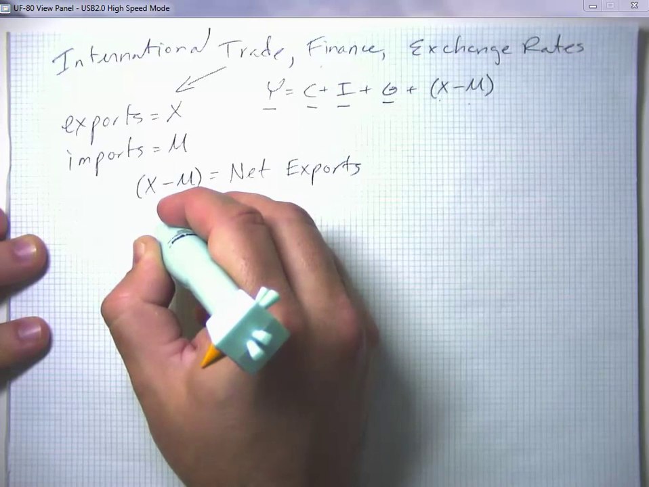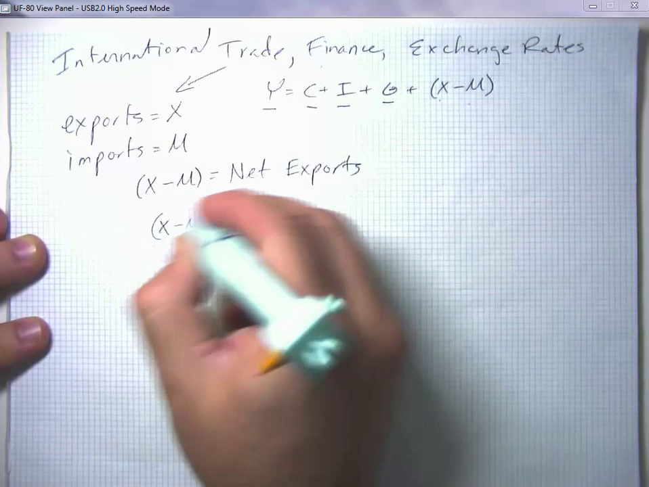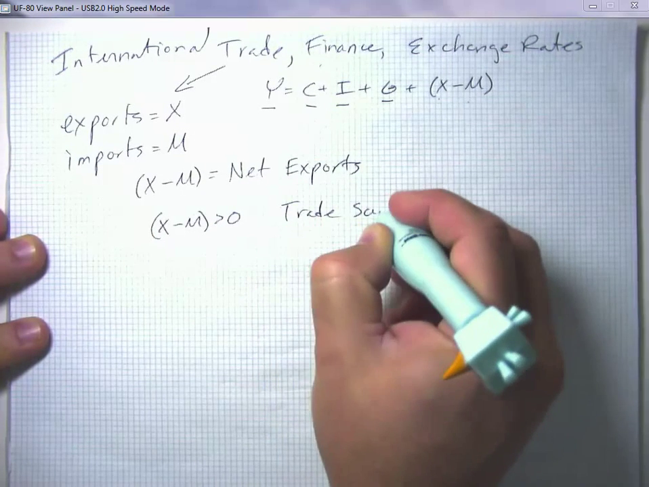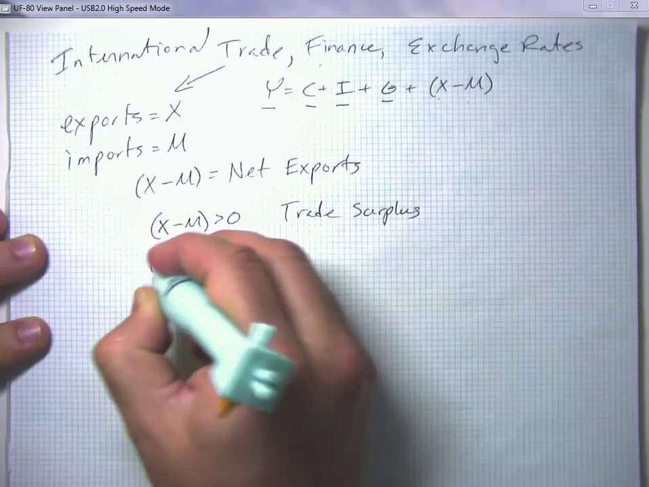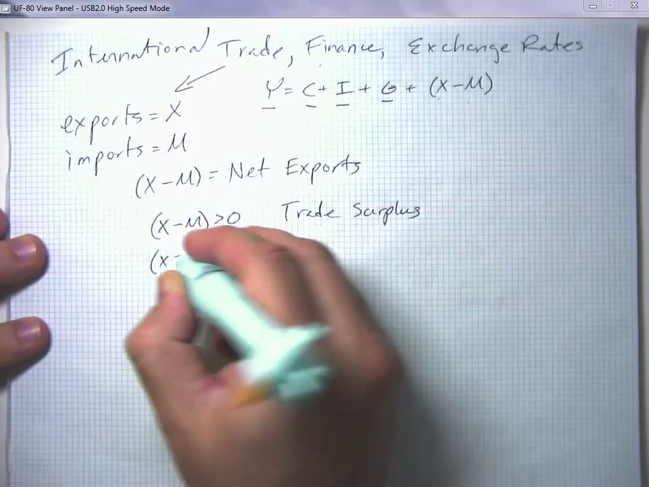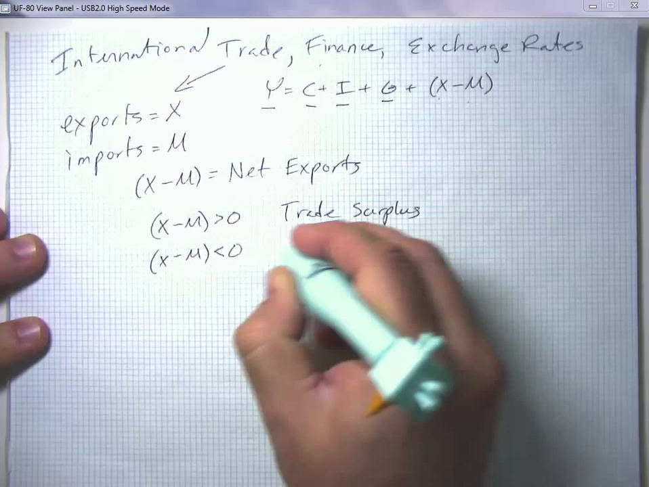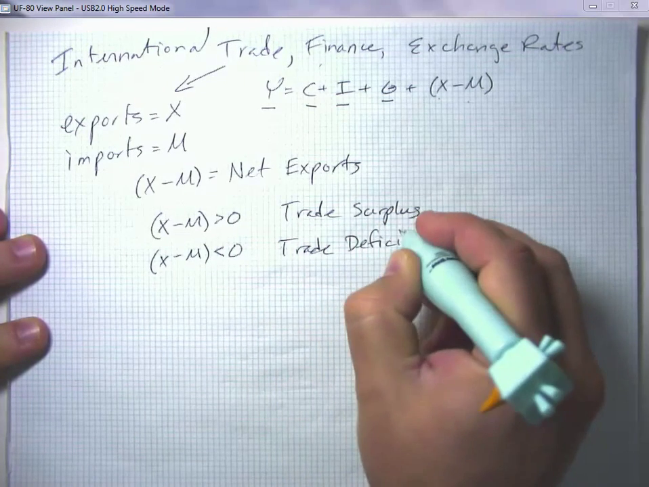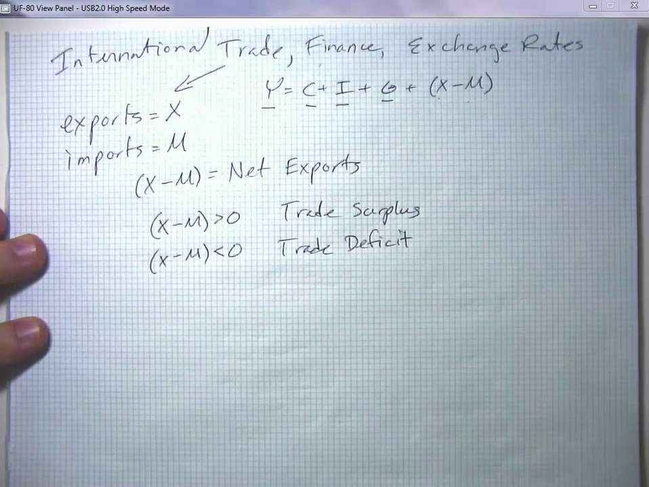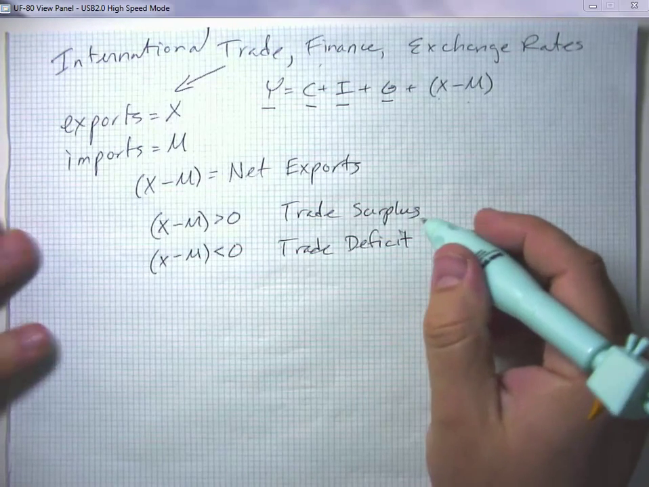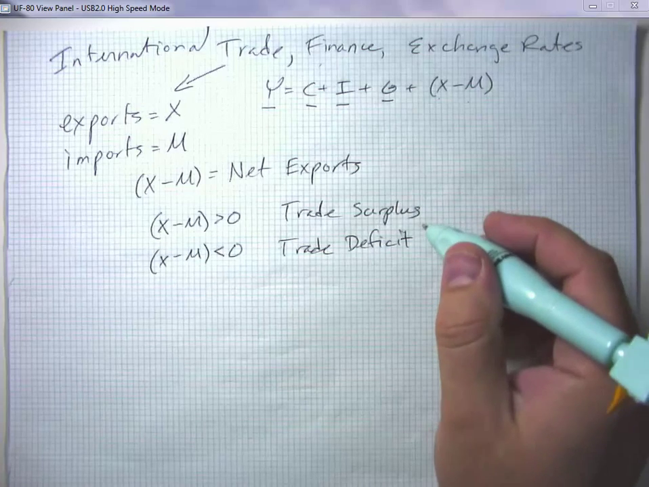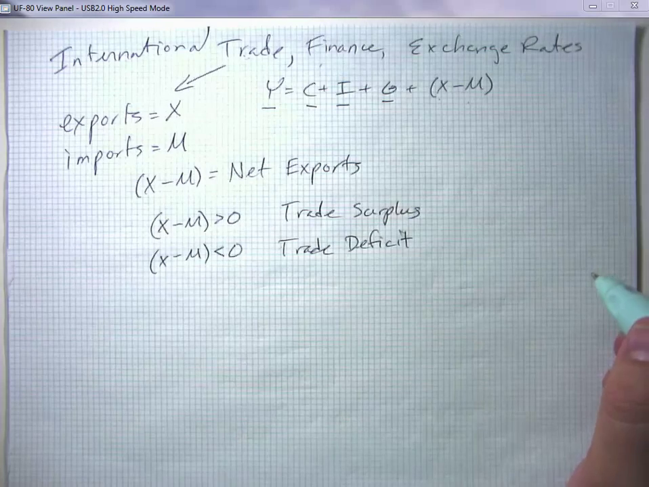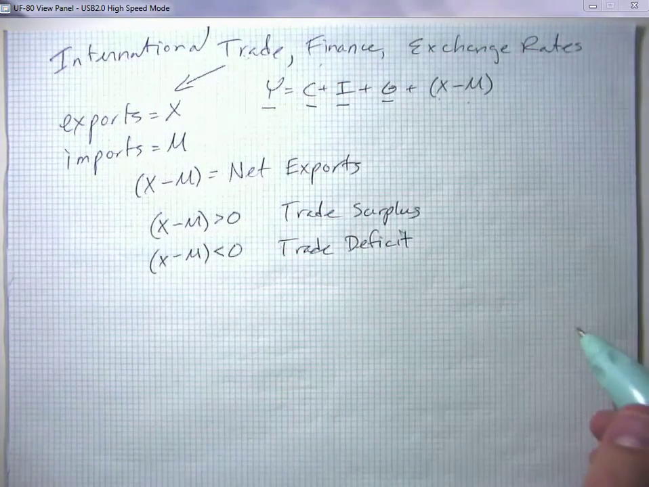If our net exports are positive, then we have a trade surplus. If our net exports are negative, then we have a trade deficit. Now, those may be things that people have heard already. What we're going to go ahead and see is that there's going to be a connection between the international trade in goods and international finance.